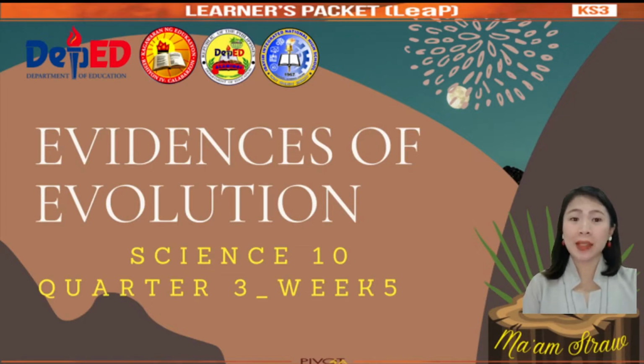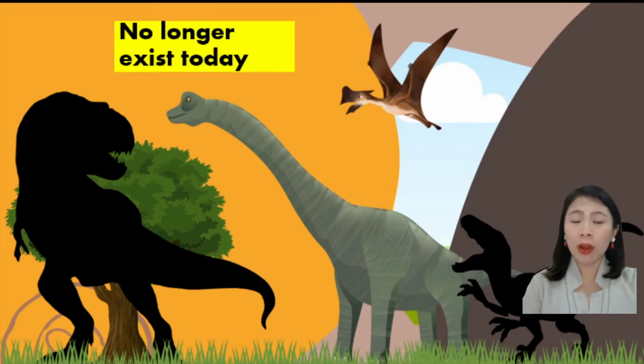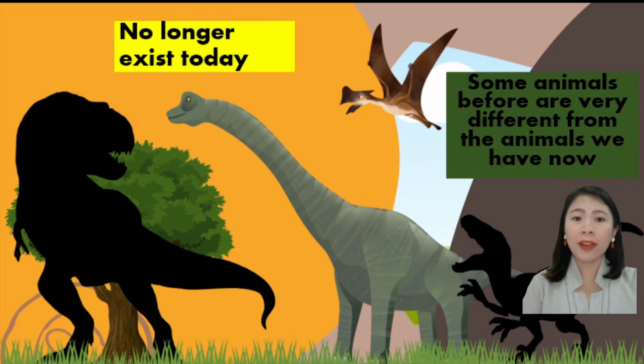For today's lesson, we are going to discuss evidences of evolution. Again, this is from Pivot for a Learner's Packet or LEAP. Come on, let's start. Do you know why dinosaurs no longer exist today? Why some animals before are very different from the animals we have now?